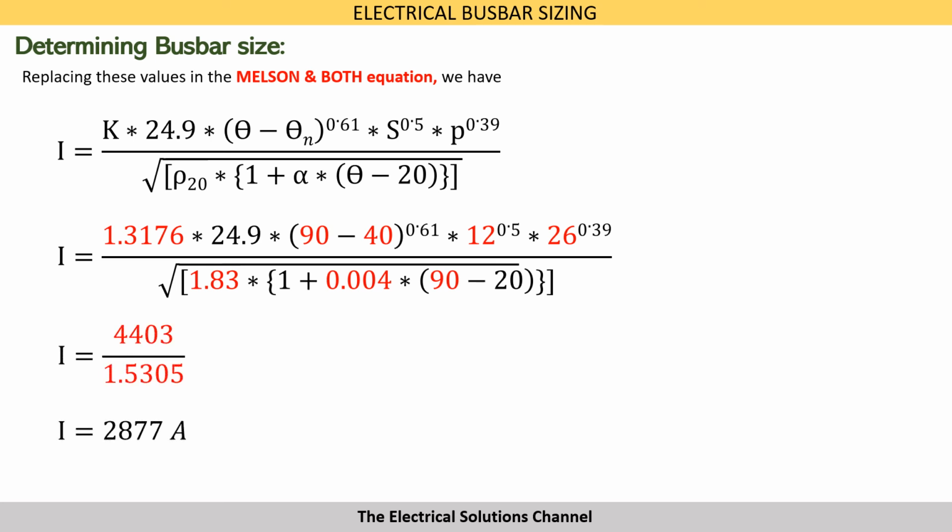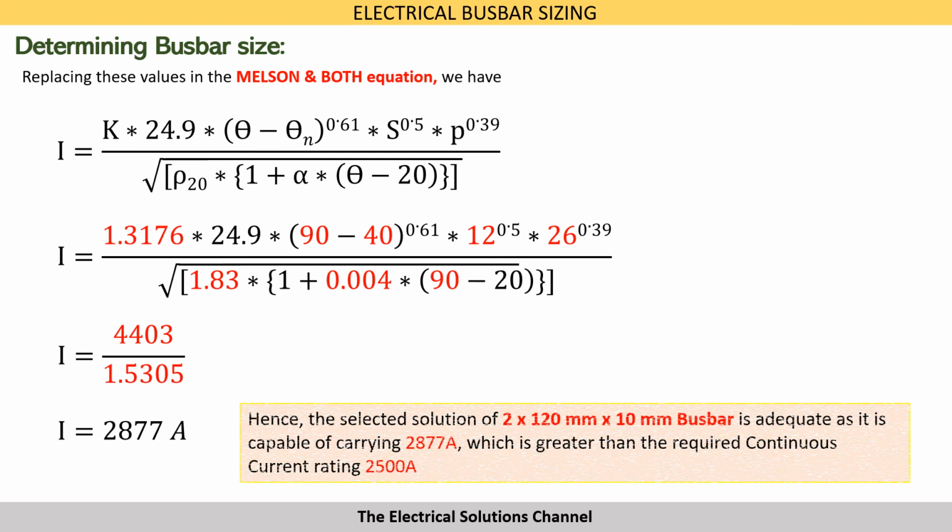Replacing these values in the Melsom-Booth equation, we have I equal to 2877 amps. Hence the selected solution of 2 × 120 mm × 10 mm busbar is adequate as it is capable of carrying 2877 amps, which is greater than the required continuous current rating of 2500 amps.